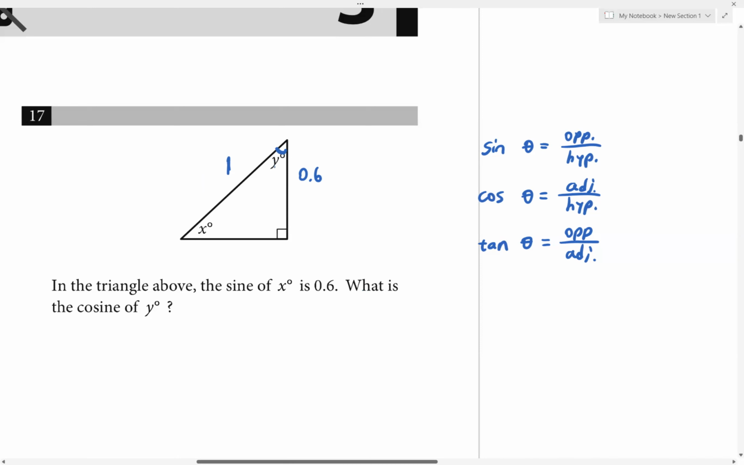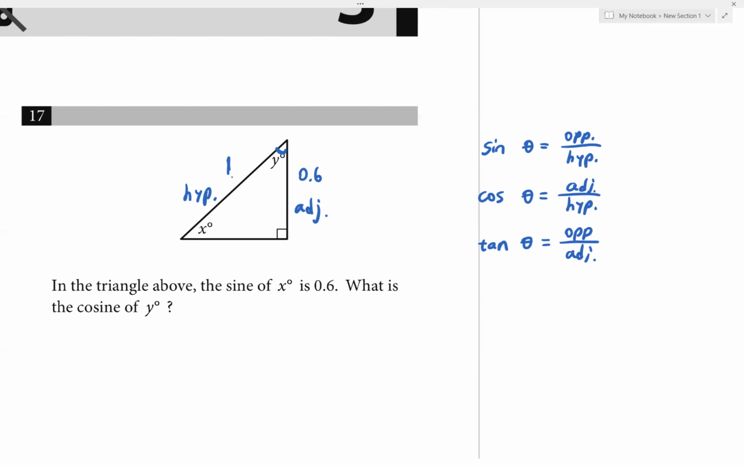So for angle y, the 0.6 here is going to be the adjacent side because it's right next to the angle. This is the adjacent side. And 1 is still the hypotenuse because the hypotenuse is always the longest side in the right triangle. So that will never change.